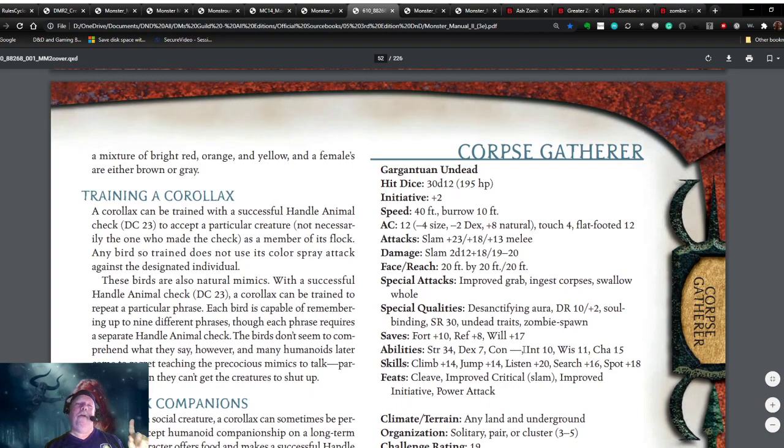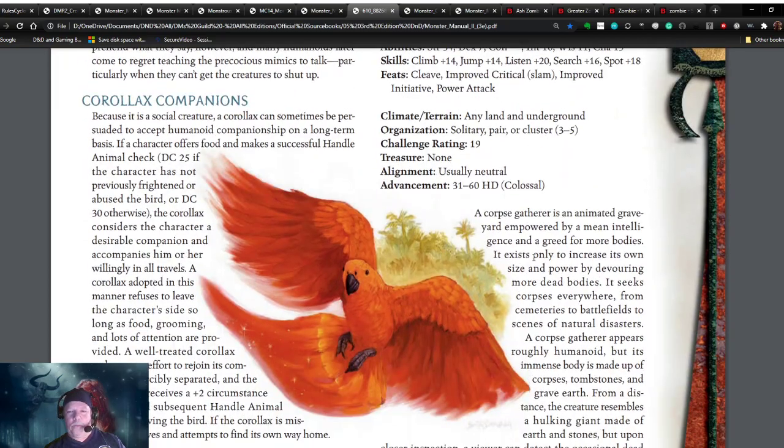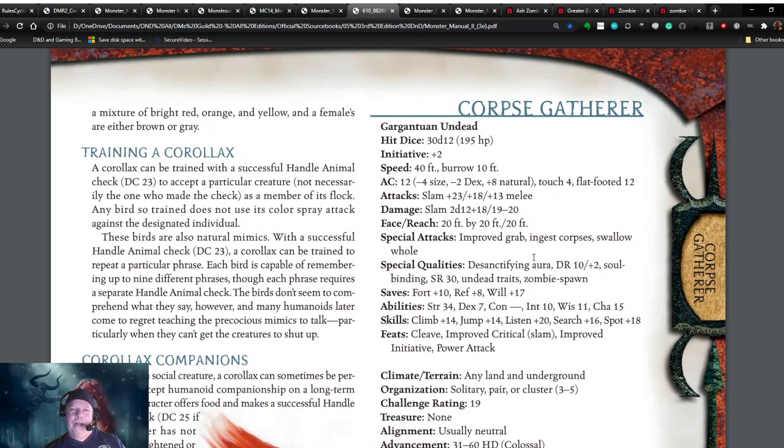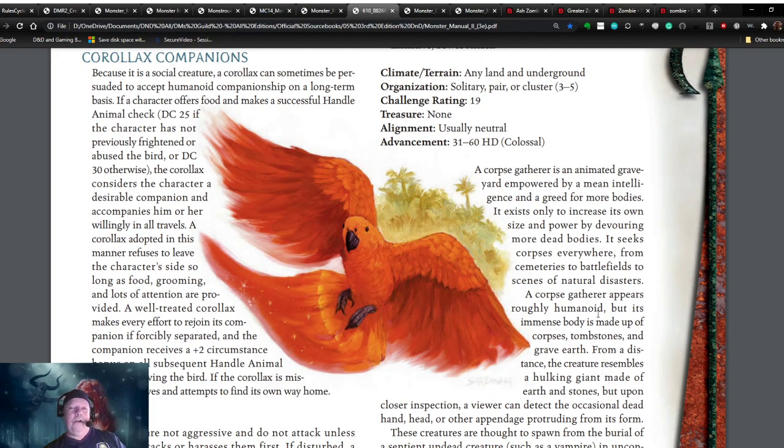Now, this may be one of my favorite and one of the most terrifying zombie-like creatures ever from D&D. This is from the Monster Manual 2 in 3rd edition. The Corpse Gatherer, Gargantuan Undead. Well, what is a Corpse Gatherer, you ask? A Corpse Gatherer is an animated graveyard empowered by a mean intelligence and a greed for more bodies. It exists only to increase its own size and power by devouring more dead bodies. It seeks corpses everywhere, from cemeteries to battlefields to scenes of natural disasters. It appears roughly humanoid, but its immense body is made up of corpses, tombstones, and grave earth.